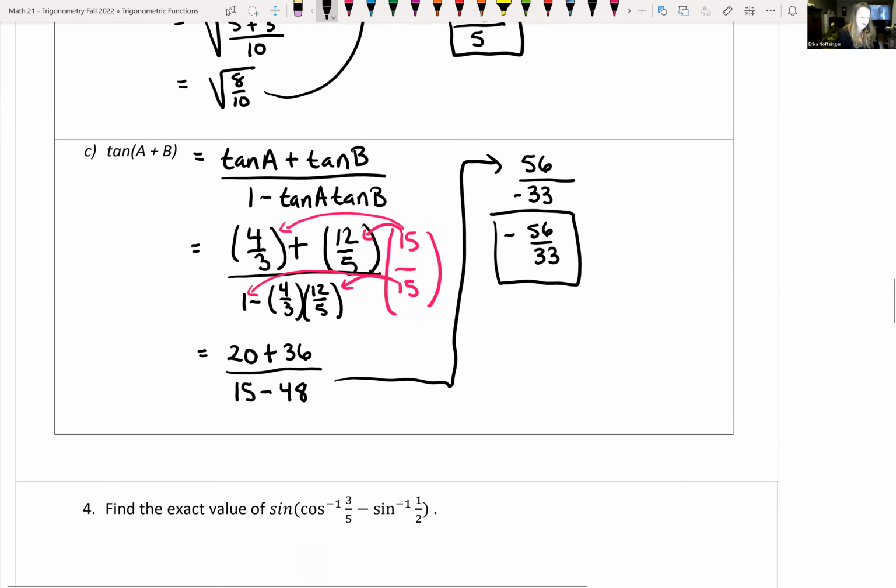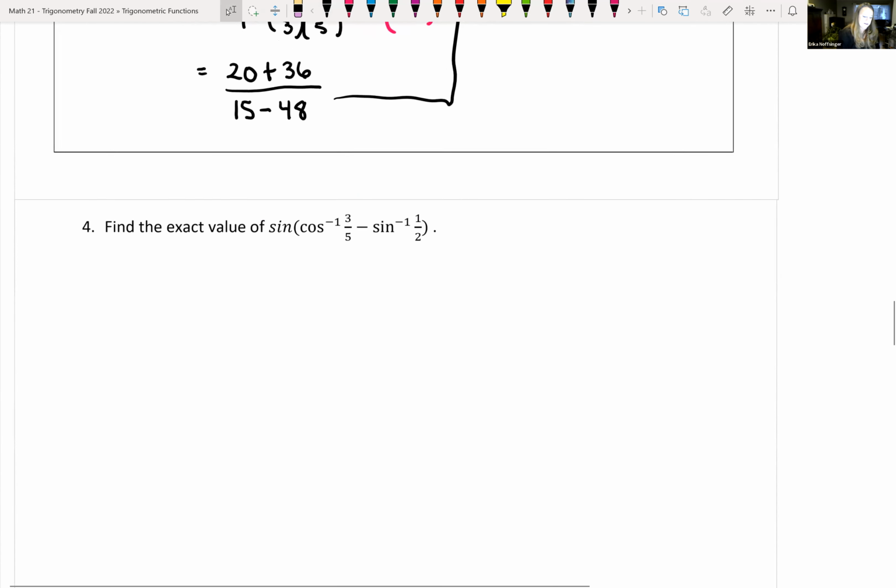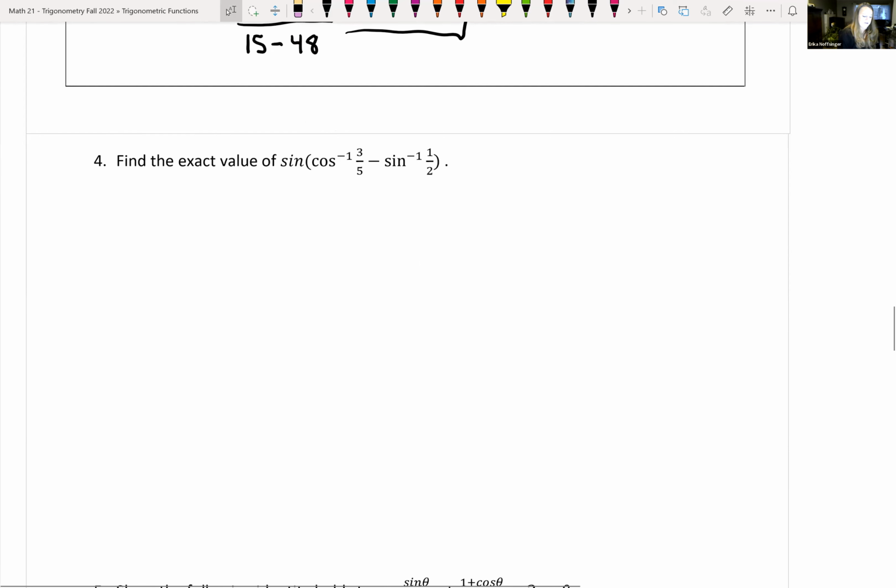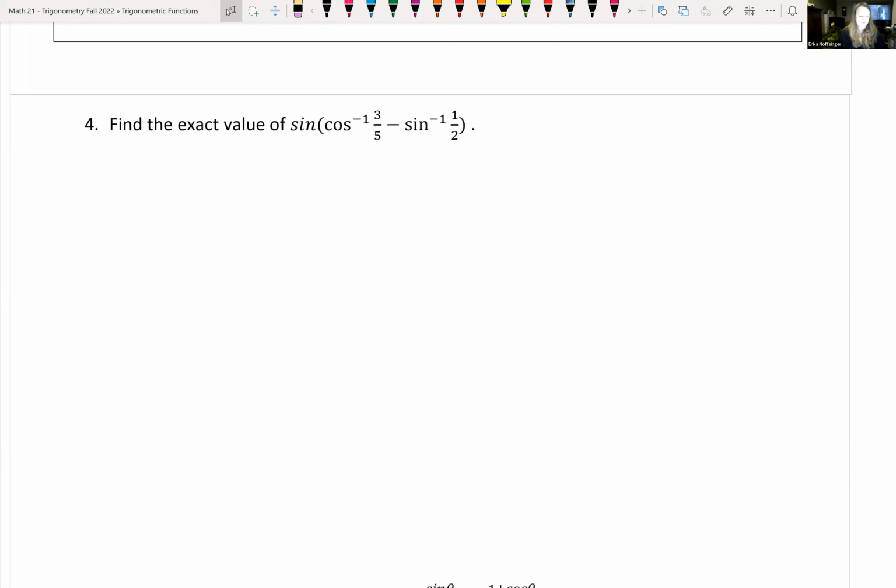Okay, so looking at our next problem in this exam, it says, let's find the exact value of sine of, parentheses, cosine inverse of 3/5 minus sine inverse of 1/2. So in here, I notice I can evaluate sine inverse of 1/2. So I'm thinking back of what is the angle of sine that gives me back 1/2. I know that's 30 degrees or pi/6. So if we want, we could rewrite this as sine.